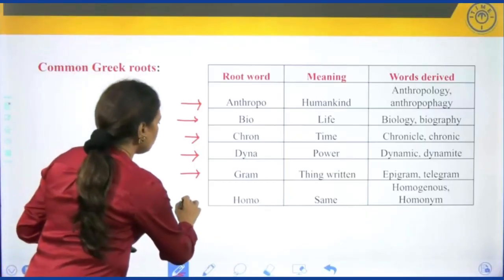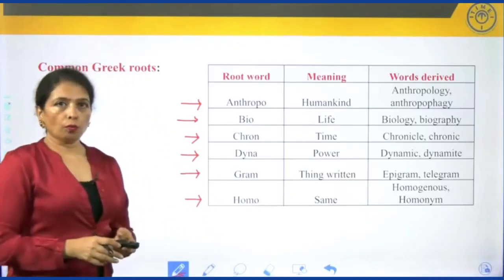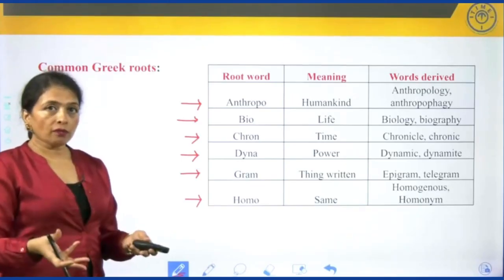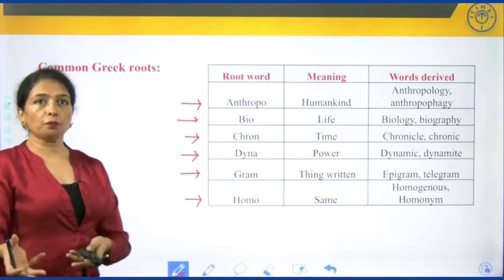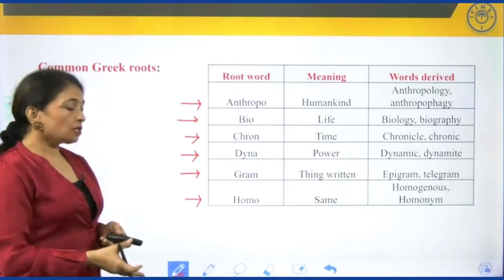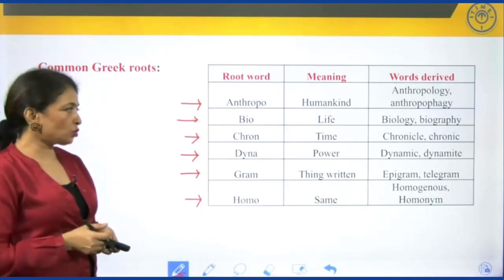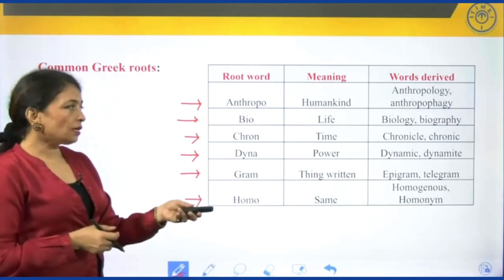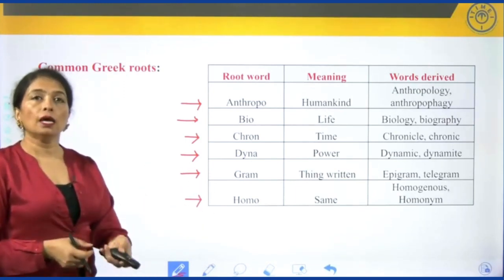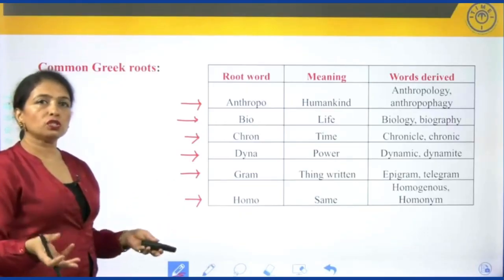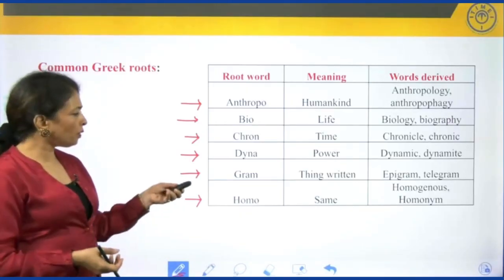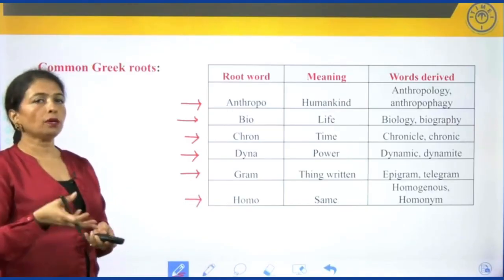Then we have homo. Homo means same. And what are we as a species? We are Homo sapiens. So Homo gives rise to this term Homo sapiens, and of course this is a Latin expression, but homogeneous and homonyms and homophones are so many words which will come to your mind the moment you think of homo and you remember what it means.